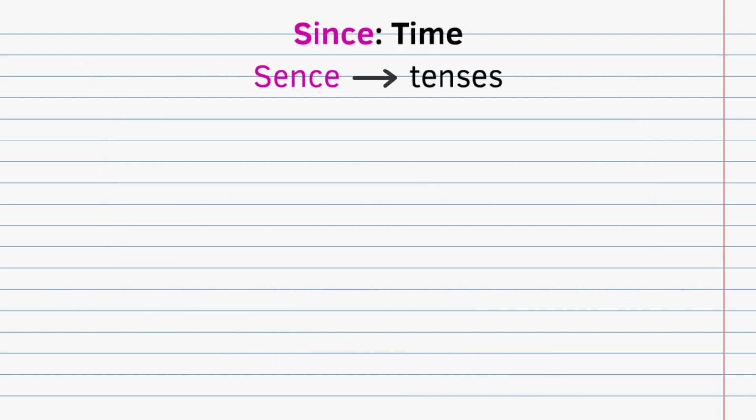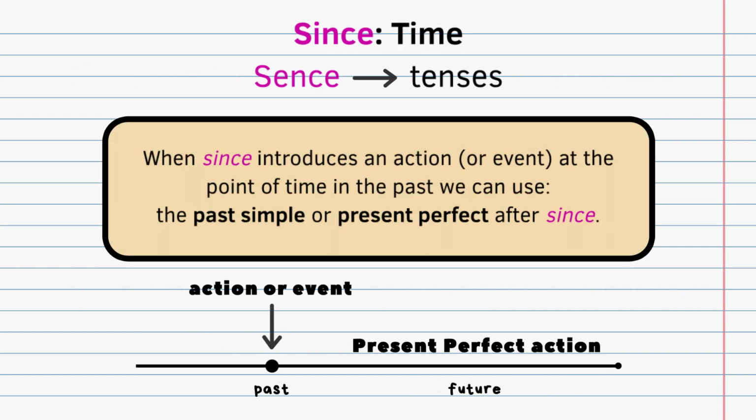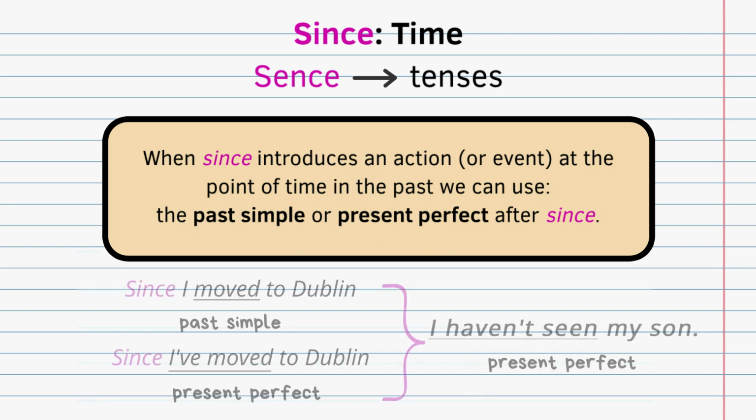Tenses with since. In case when since introduces an action or event at the point of time in the past, we can use the past simple or present perfect after since. Since I moved to Dublin, or since I've moved to Dublin, I haven't seen my son.